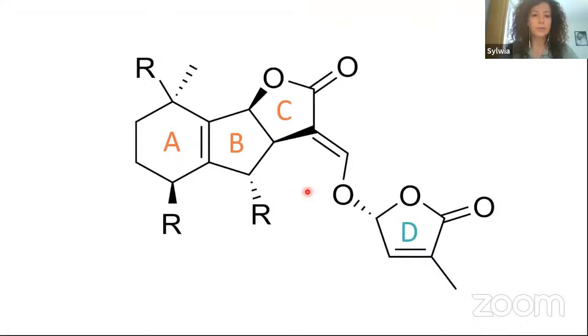This includes the ABC tricyclic lactone ring, which is connected by an enol ether bridge with the D ring. The R stands for the different substitutions, which depend on the strigolactone molecule. The connection between the C and the D ring is very important, mostly for the signaling.